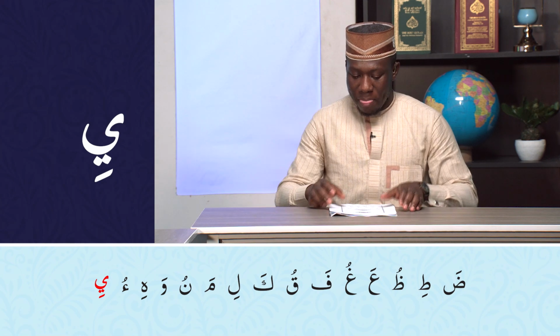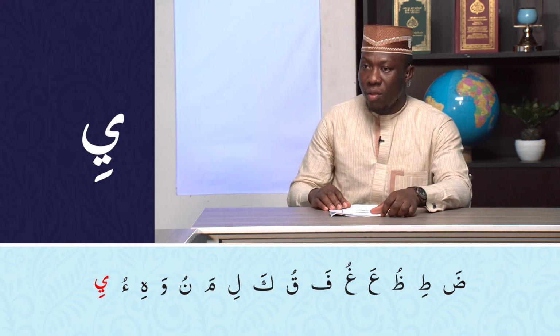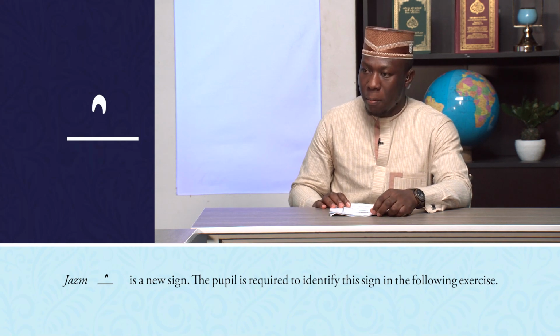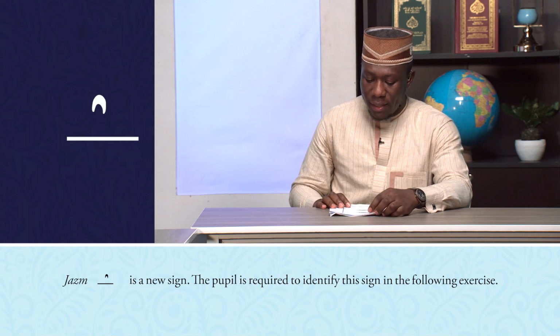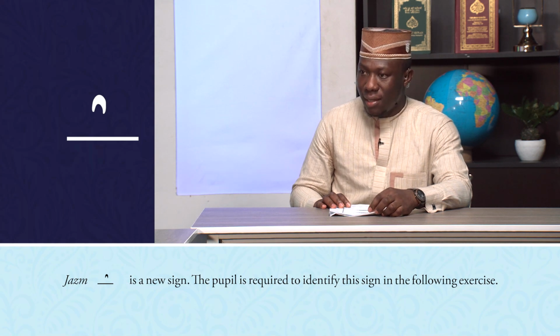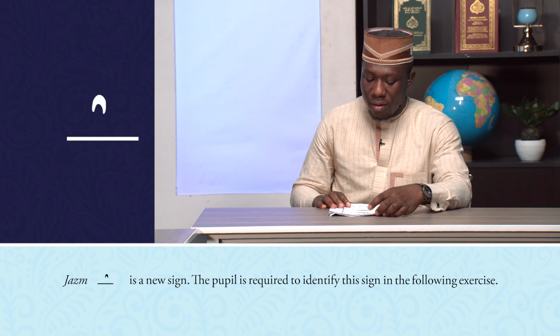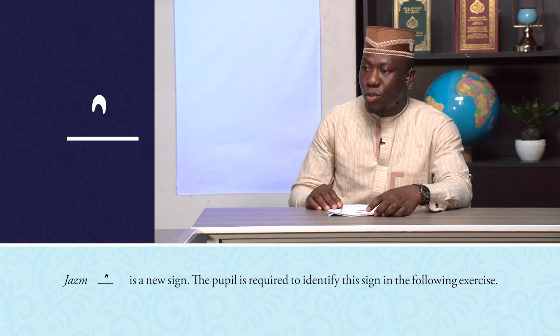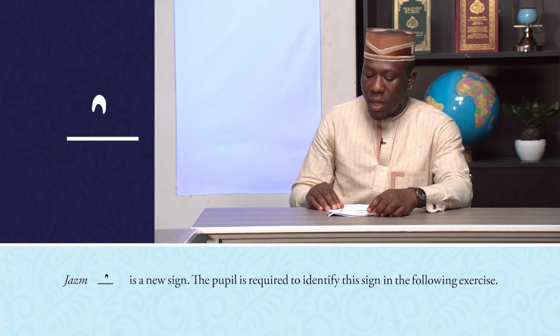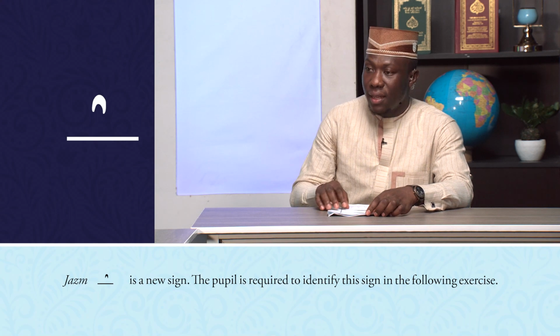So that is at the end of the summary of the previous lesson. Now we move on to lesson number 8. In lesson number 8, a new sign is introduced to us. It is called jazm or sukun, okay? Here we are required to identify this sign in the following exercise.